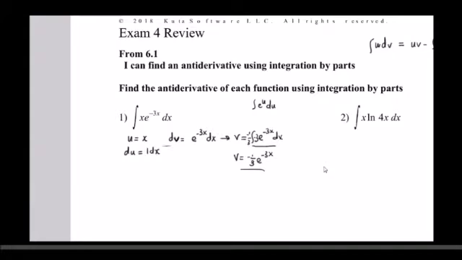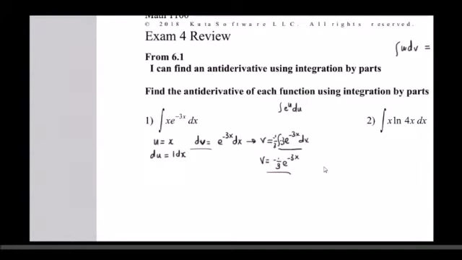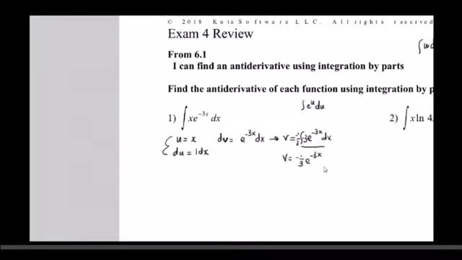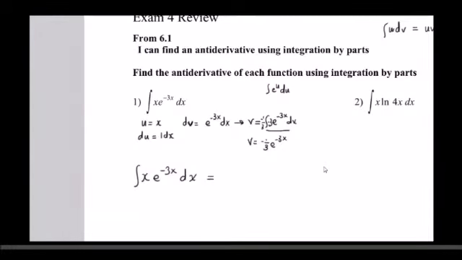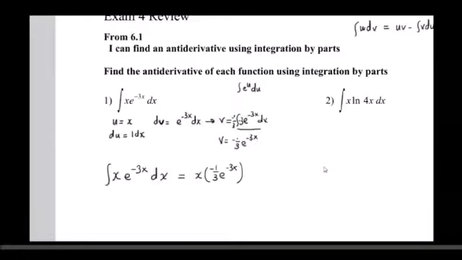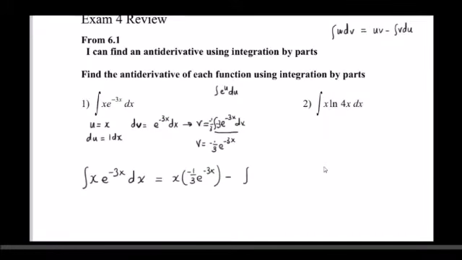So I've got my v, I've got my dv, and over here we had u and du. So I think we're good to go. We've got everything we need. So now the original problem, the integral of x e to the negative 3x dx, since I can now say that I can write this as u dv, we can use integration by parts formula, which is u times v. So x times negative 1/3 e to the negative 3x minus the integral of v.